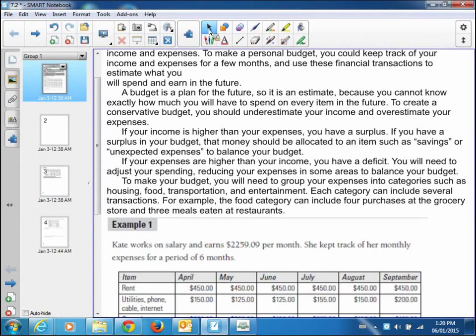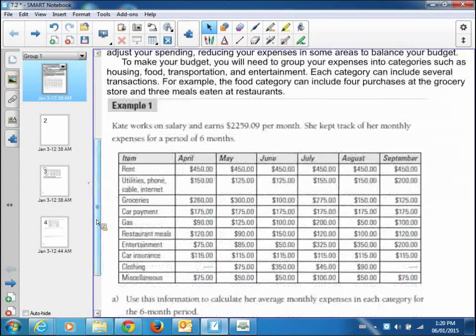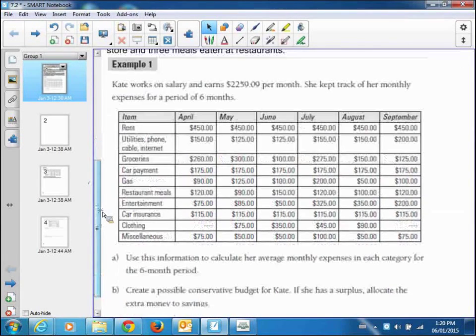To make your budget, you'll need to group your expenses into categories such as housing, food, transport, entertainment. Each category can include several transactions. For example, food can include groceries and meals eaten at a restaurant. Now, let's look at this one here. Kate works on salary, earns $2,259 per month. She kept track of her monthly expenses for 6 months. Use this information to calculate her average expenses in each category for the 6-month period.